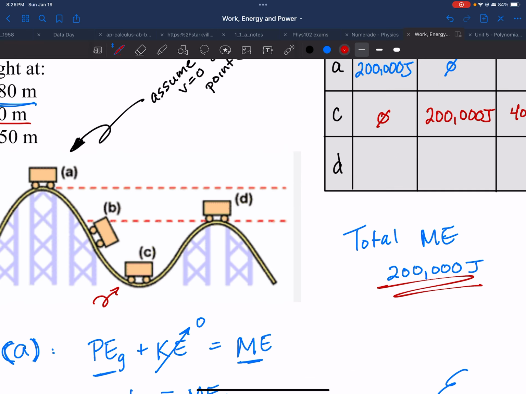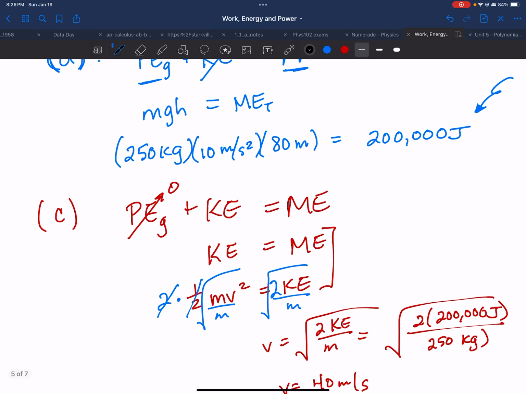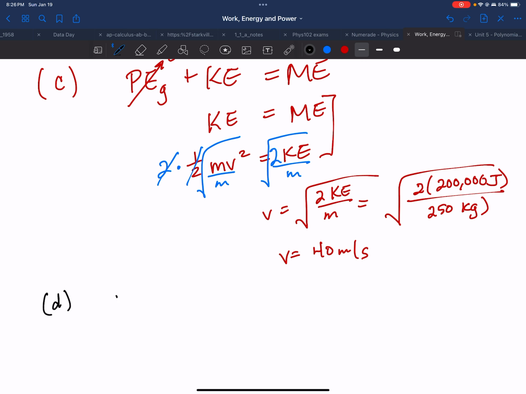Now what I do know is that's when all of my energy is in kinetic energy, so KE max. So that should be my maximum velocity as well. Well, now we've got to cover D, and I'll do D in black pen. D is 50 meters above, so it has a little bit of potential energy, and it's got a little bit of kinetic energy because it's moving. So the way we handle that one is we say my potential energy plus my kinetic energy is equal to my total mechanical energy. Now we have the ability to figure out my potential energy, so I could rearrange this equation to say my total mechanical energy minus my potential energy is equal to my kinetic energy. So I'm just subtracting PE from both sides.